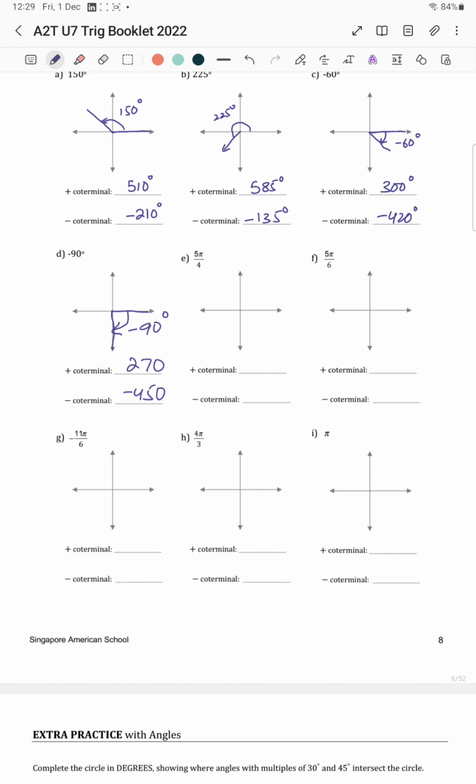5 pi by 4. Going to be 225. Plus 2 pi and minus 2 pi.